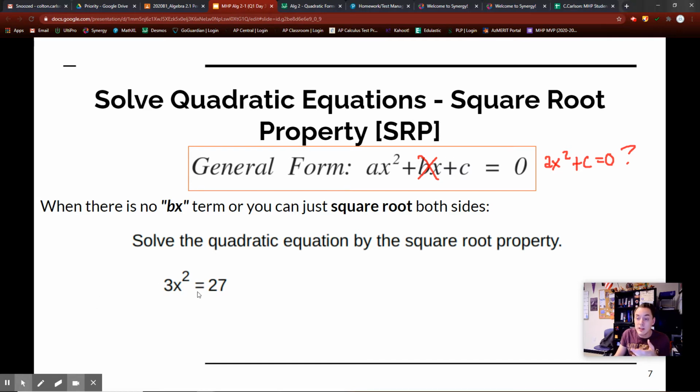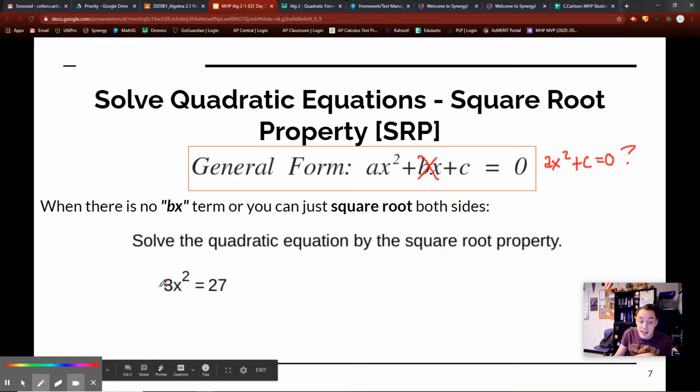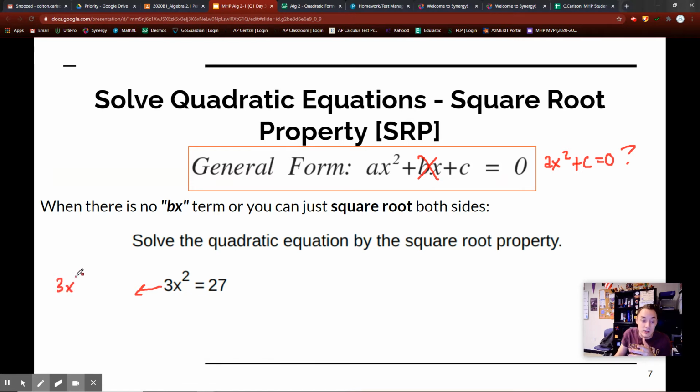If I have something like that, and of course this is in a similar way, it's just kind of already added to the other side, but it would look something like this. If I had something like that, there's no regular x term. How do I solve it? Well, we can solve it using what we call the square root property. The square root property tells me this, ready? Instead of factoring necessarily, I can take the square root of both sides. But before I do that, I have to simplify it so I can get x by itself.